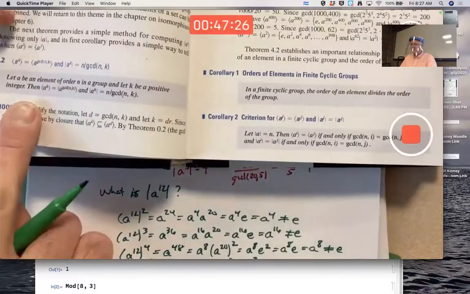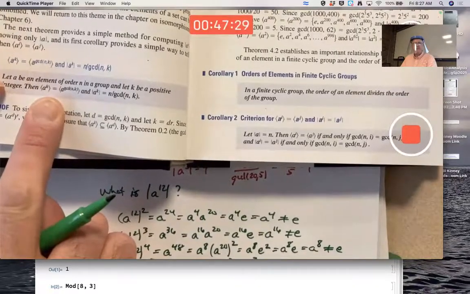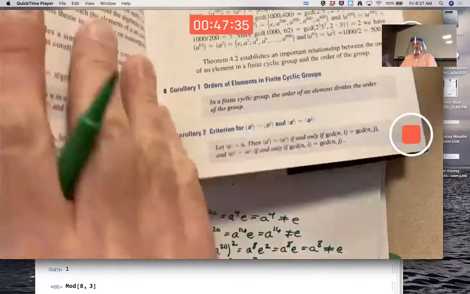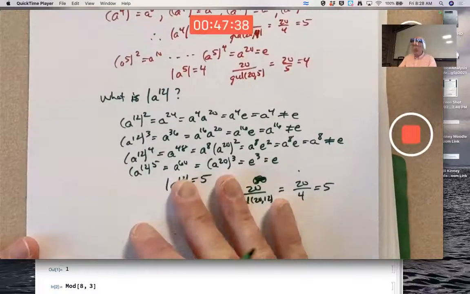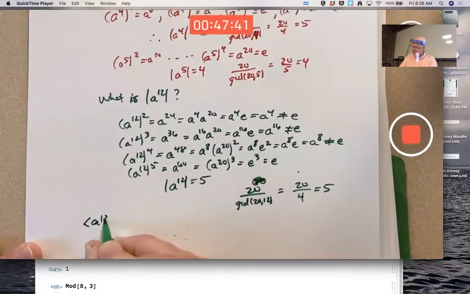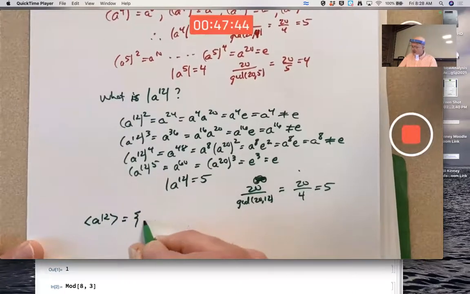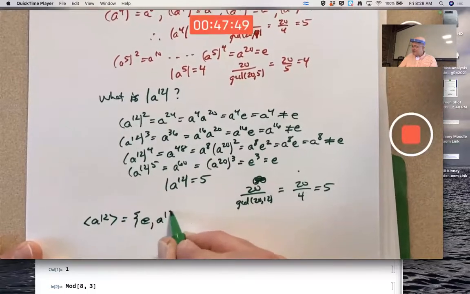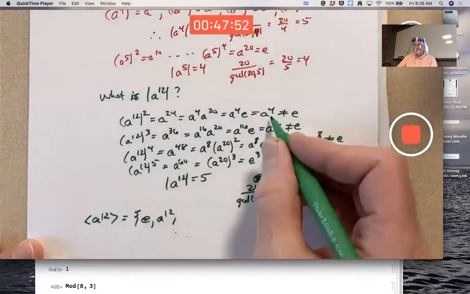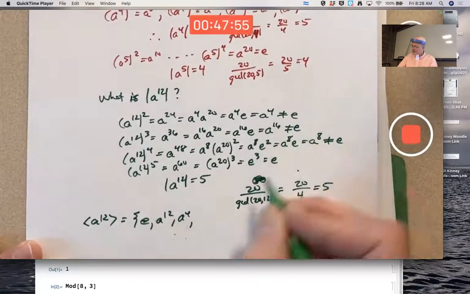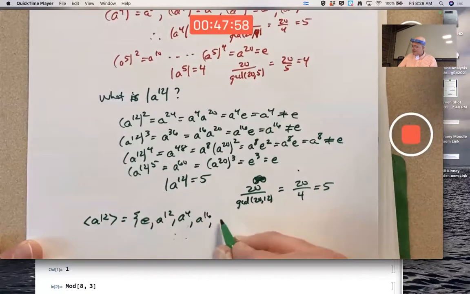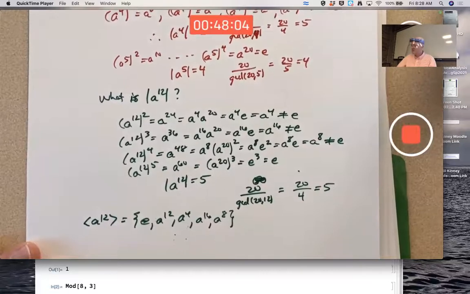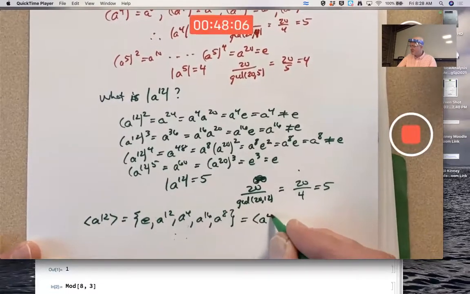And yeah, this part is saying the cyclic subgroup generated by a to the 12th would be the same as the cyclic subgroup generated by a to the 4th. We have essentially done the calculations to find the cyclic subgroup generated by a to the 12th, including e, which is a to the 0 power. It's e, a to the 12th, a to the 4th, a to the 16th, a to the 8th, and then back to e, which we already included. And yes, those are all powers of a to the 4th as well. This is the same as the cyclic subgroup generated by a to the 4th.